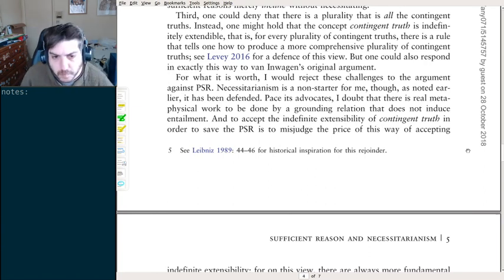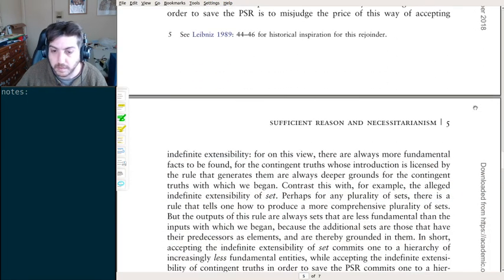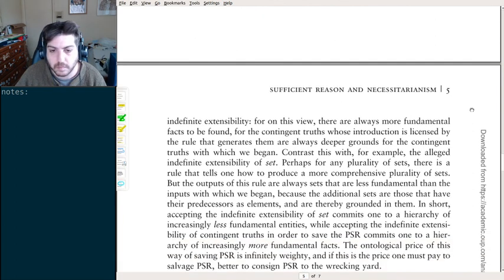So, to accept the indefinite extensibility of contingent truth in order to save the PSR is to misjudge the price of this way of accepting indefinite extensibility. For on this view, there are always more fundamental facts to be found. For the contingent truths whose introduction is licensed by the rule that generates them are always deeper grounds for the contingent truths with which we began. The rule that generates more is deeper.